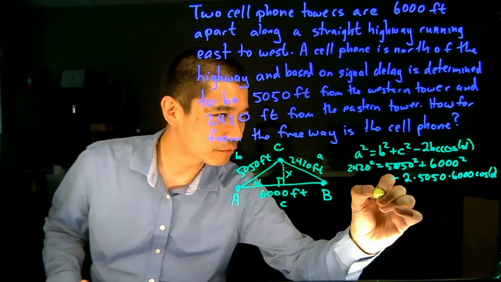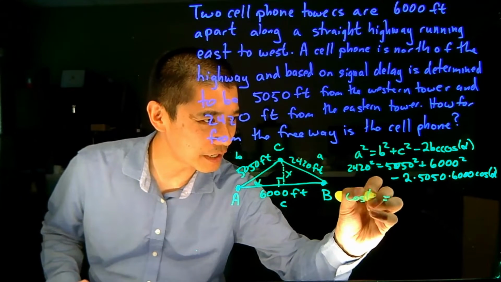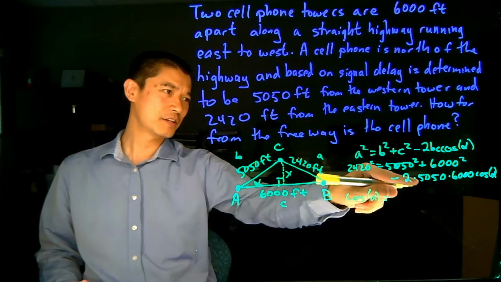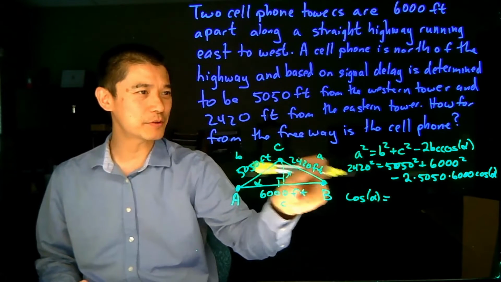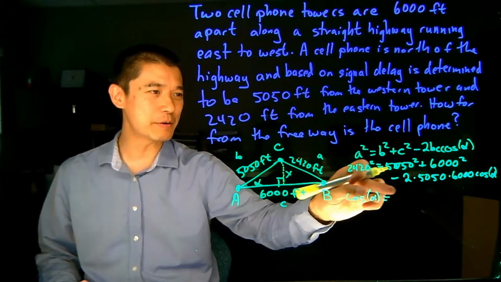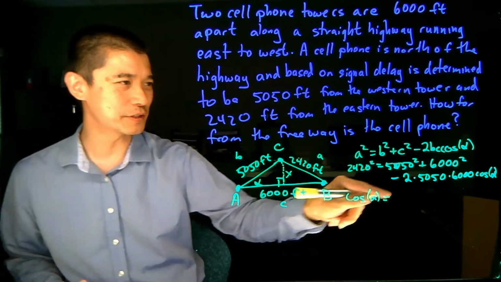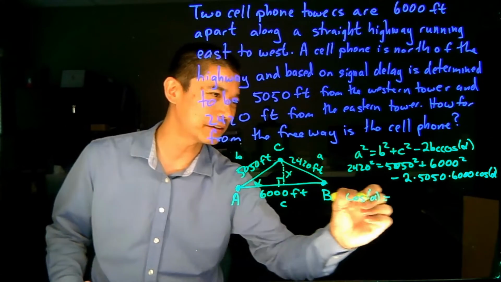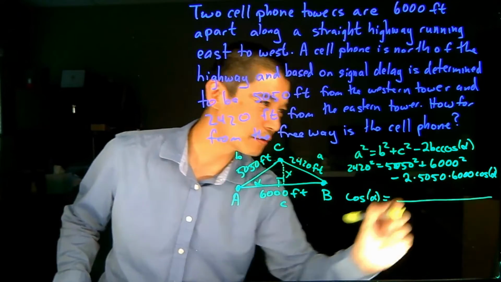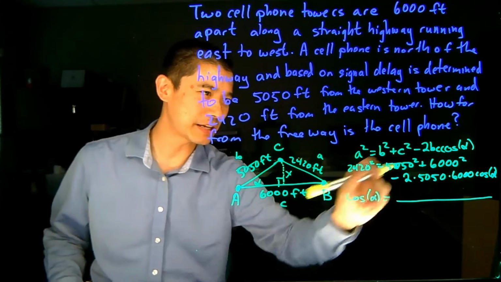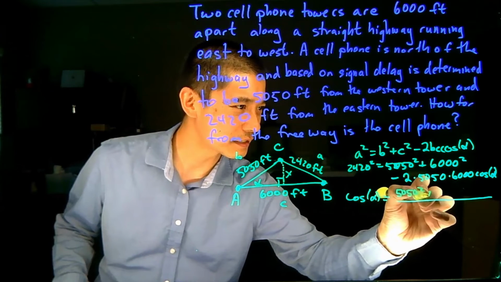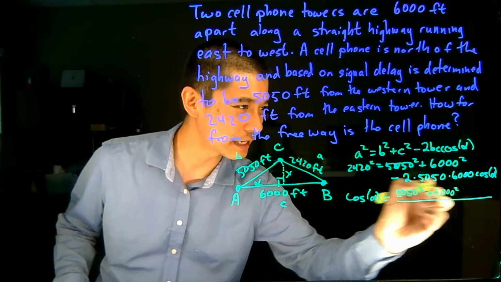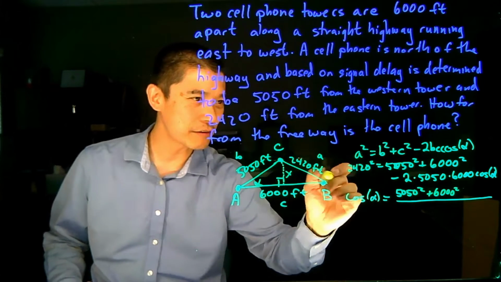So let's go ahead and rearrange this. I'm trying to solve for cosine of alpha. So what do we have to do here? Well, one thing we could do is add this to both sides and subtract that from both sides, and that way our cosine term will have a positive coefficient, and then we'll divide by that whole denominator. So we're going to add this and subtract that. So the 5050 squared stays. The 6,000 squared stays. We're going to subtract off the 2420 squared.